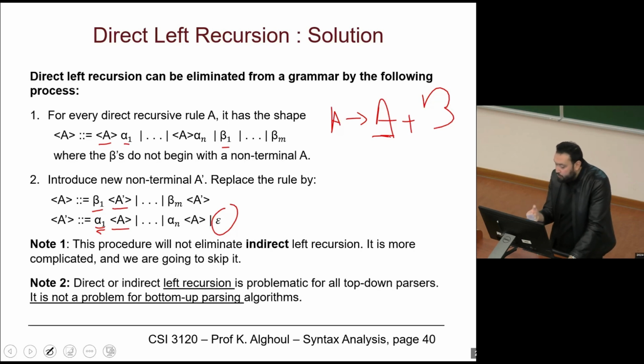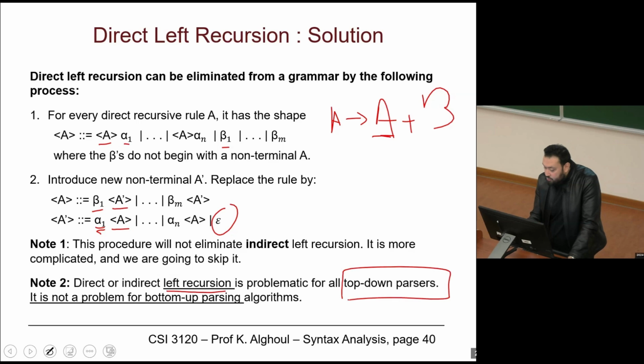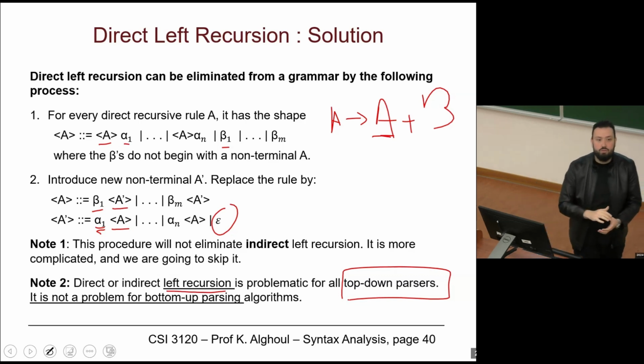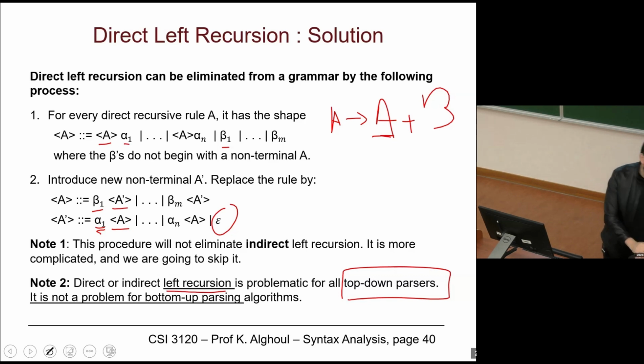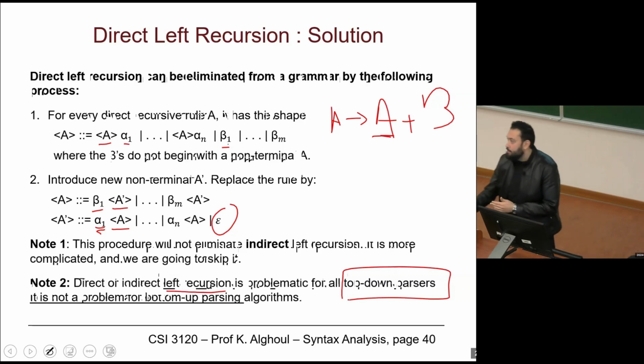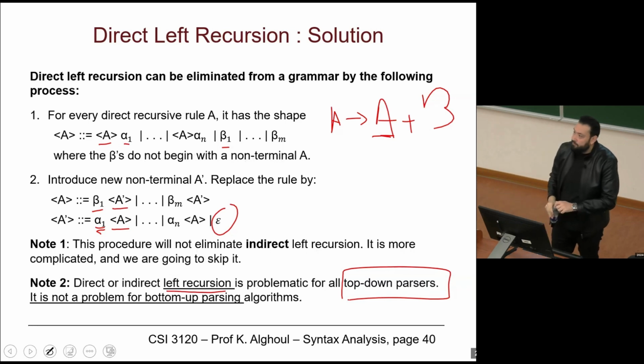Now, direct or indirect left recursion is problematic for all top-down parsers. So this is also something important for you to know, that left recursion is an issue with top-down parsers. Bottom-up parsers will not have this issue. They will have different issues, but they will not have this left recursion. Why? Who can tell me why we're not going to have the left recursion issue with the bottom-up parser? So what is top-down? It's from top till down, it's left to right, and also it expands on the left.